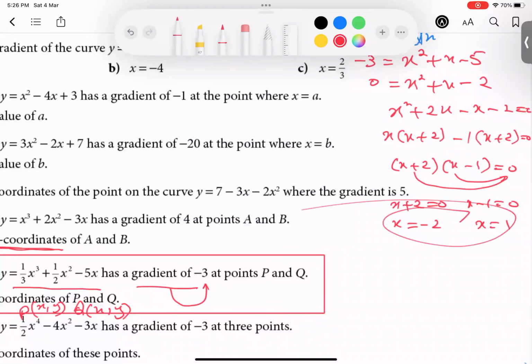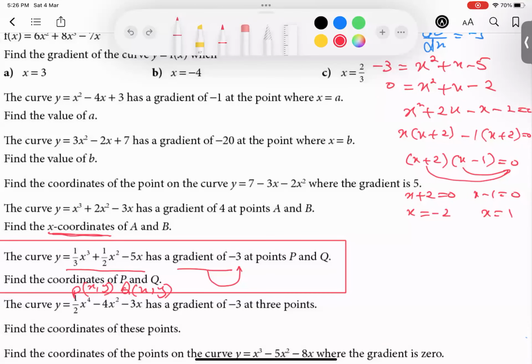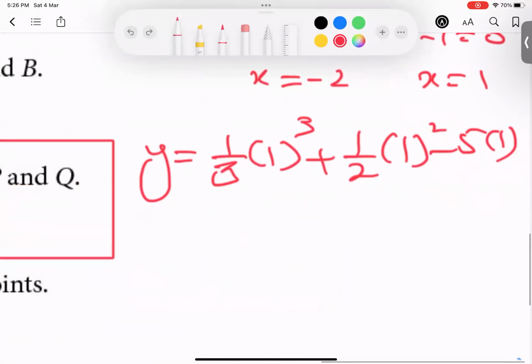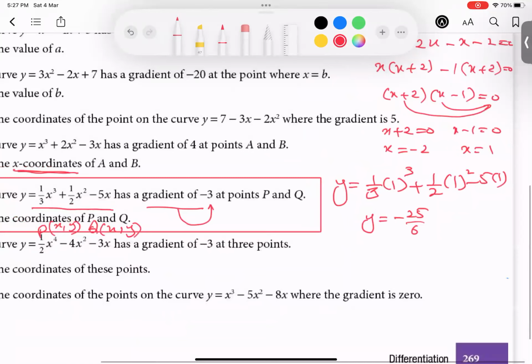So put both values, plug them into the equation. And I want to save my time. Okay, first, x equals 1. When I replace 1, so 1 over 3 and 1 to the power 3, 1 over 2 and 1 to the power 2, and minus 5 times 1. Actually, I'm replacing 1 in the whole equation. When I replace and check, what does the answer turn out to be? It turned out 1 over 3 plus 1 over 2 minus 5. So the answer is coming to me as -25 over 6. Let me recheck. It is right.